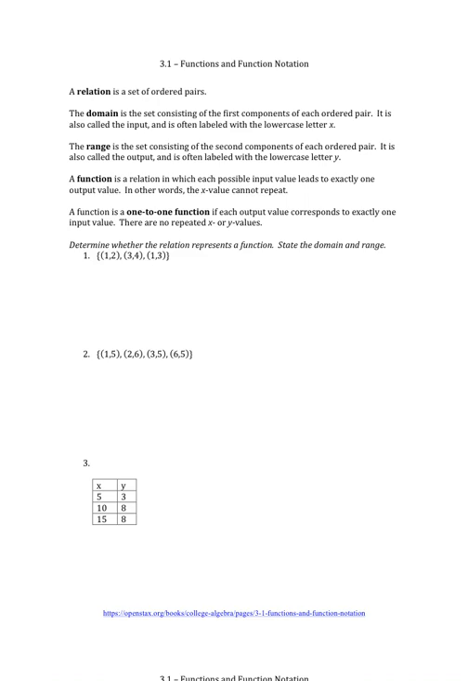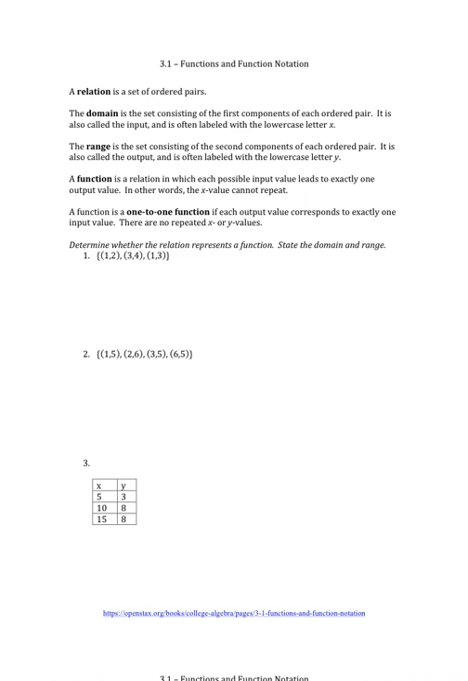A function is a special kind of relation in which each possible input value leads to exactly one output value. In other words, the X value cannot repeat. If you have the same X value used more than once and it goes to a different Y value, then that is not a function. A function is one-to-one if each output value corresponds to exactly one input value. So you can't have a repeated X or Y value. You can't have a repeated X value because then it's not a function, and for it to be one-to-one, no Y value can repeat.